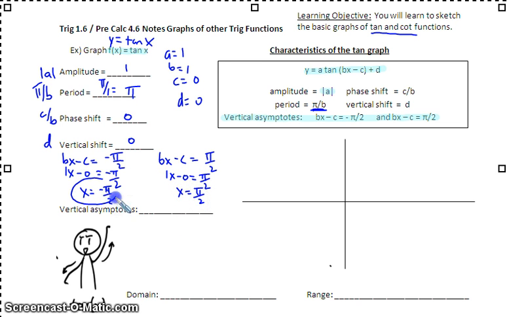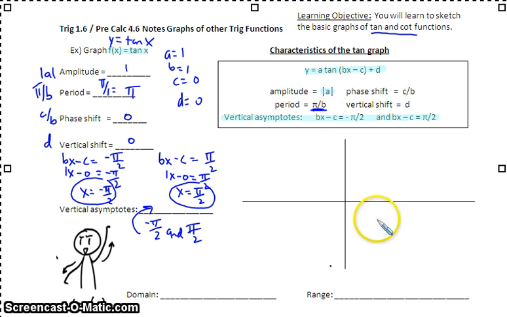So my vertical asymptotes would be what I'm circling here. Negative pi over 2 and pi over 2. So that goes on this line here. So what I'm going to do on my graph here is I'm going to put a negative pi over 2 and positive pi over 2, and I'm going to draw my vertical asymptotes. So dashed lines going through those points, because my graph will not exist there.